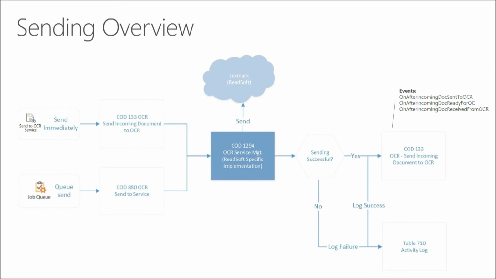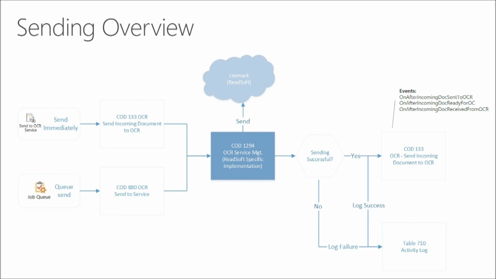So for the code, how does it work? It can start as a manual action, or it can start through the job queue. We are using two different code units to invoke it. And then this blue box is actually the one that is doing the communication with the readsoft.